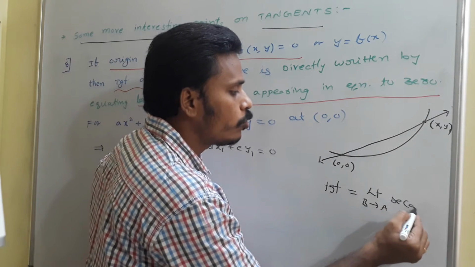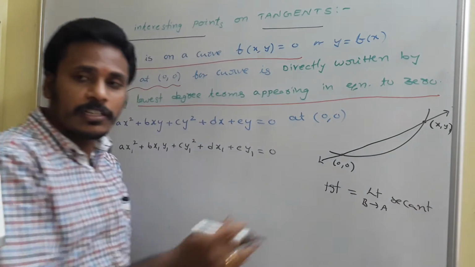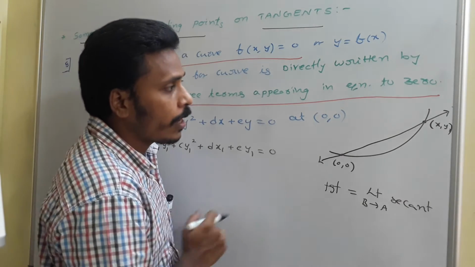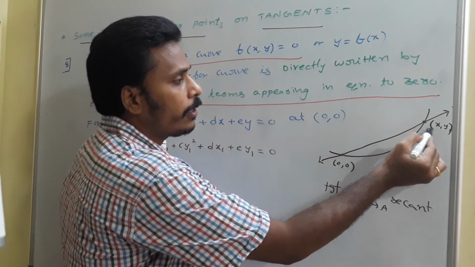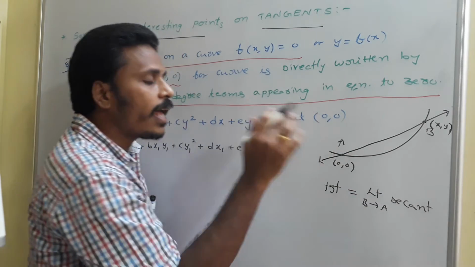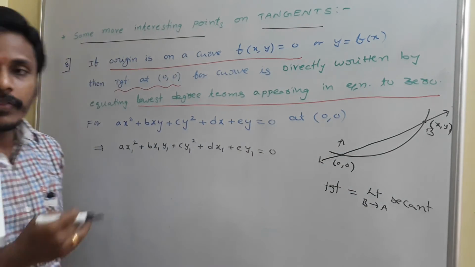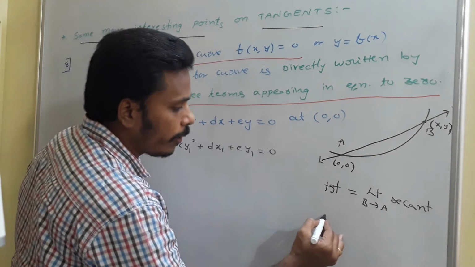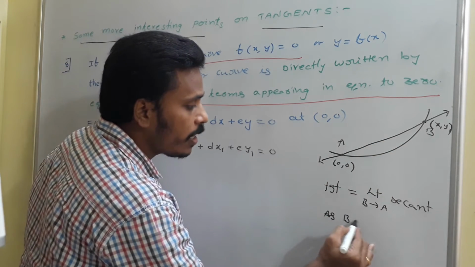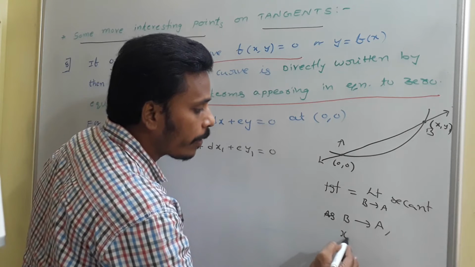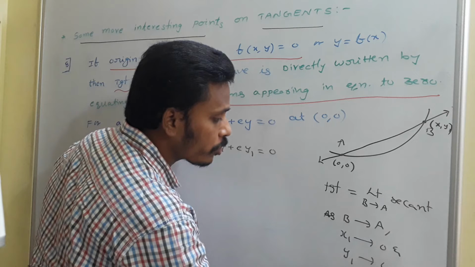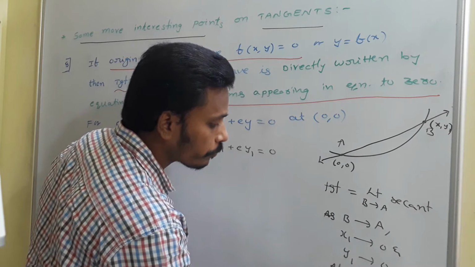We discussed it in differentiation as well as in the first class of tangents and normals. Now see, when this point b approaches a, then at that position the secant will become tangent, right? Since b is approaching a, what will happen? x1 approaches 0 and y1 approaches 0 also.